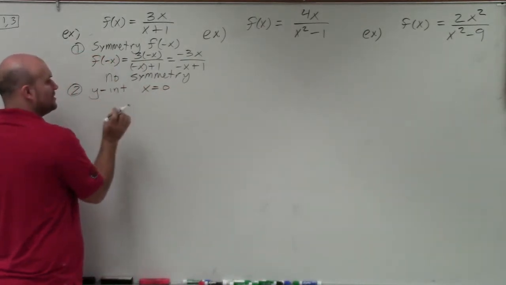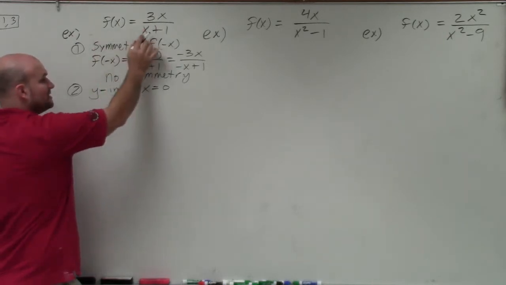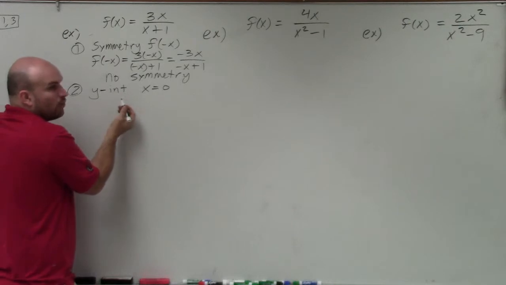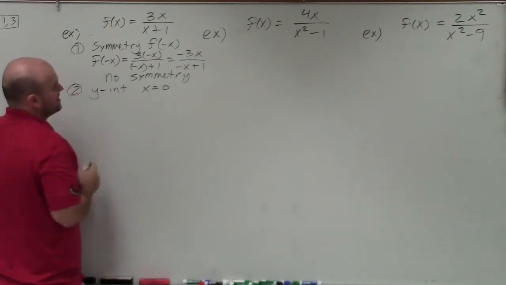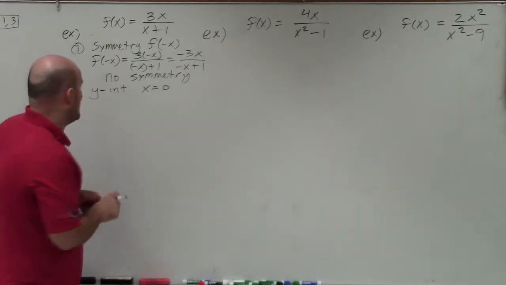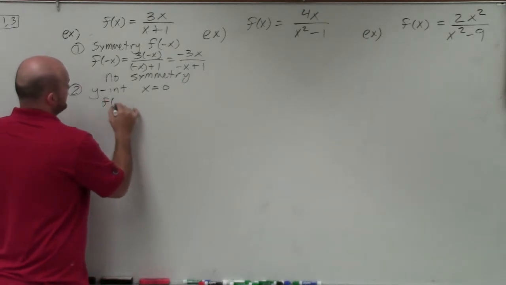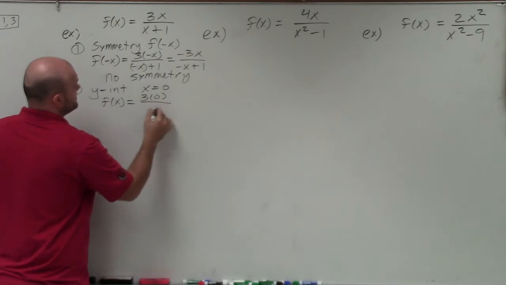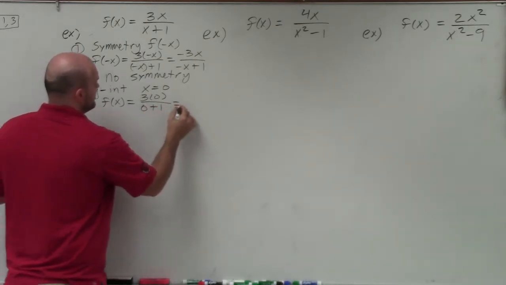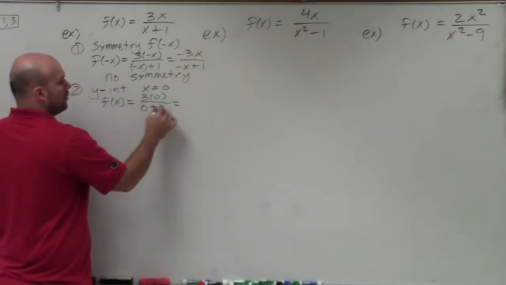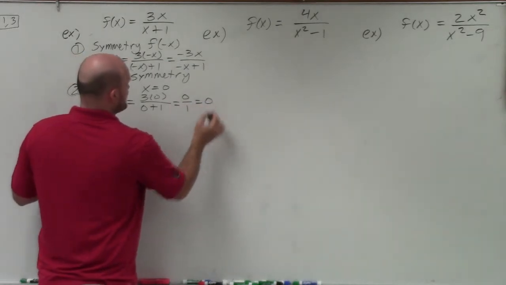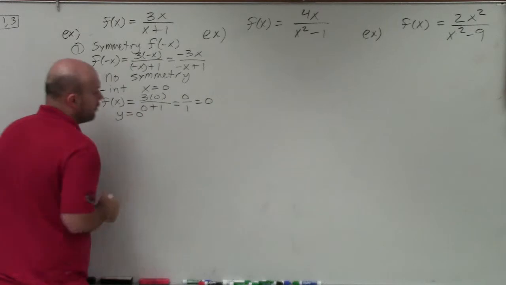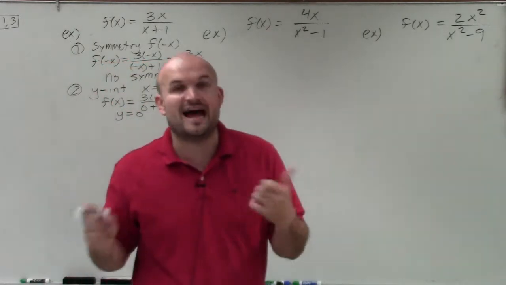To identify the y-intercept, we plug 0 in for x and simplify. Understand that we're dealing with a function, so f of x is the same thing as our y value. You could look at it as an f of x axis instead of a y axis. When I plug in 0 for x, I have 3 times 0 over 0 plus 1. Well, 3 times 0 is 0 over 1, which equals 0. So my y-intercept is y equals 0, or if you're graphing on the f of x axis, f of x equals 0.